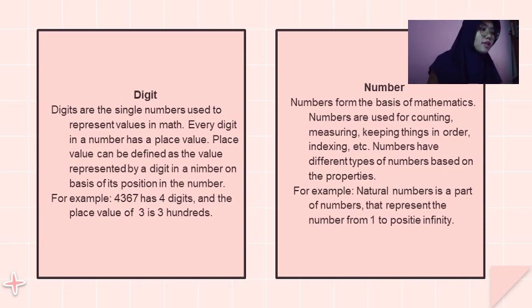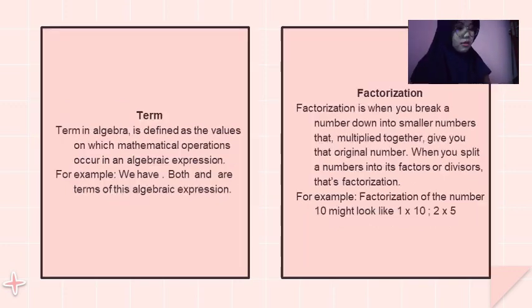Numbers form the basic of mathematics. Numbers are used for counting, measuring, keeping things in order, indexing. Numbers have different types based on the properties. For example, natural numbers is a part of numbers that represent the numbers from 1 to positive infinity.